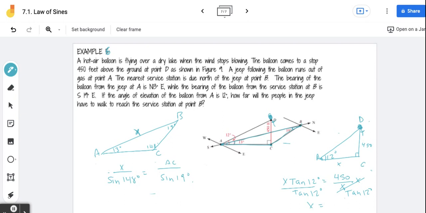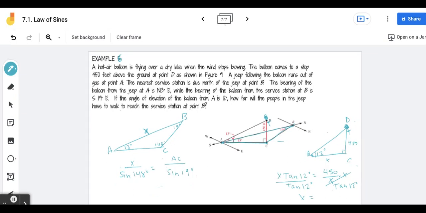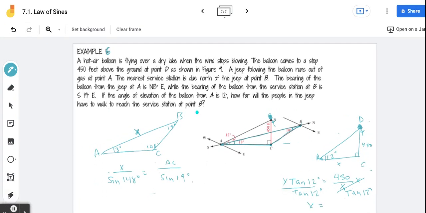All right, 2117. Okay, so I'm going to fill that in. That's AC. 2117. So I'm going to fill that in over here. And now I can fill in AC because now I know what it is. And then I can cross multiply and solve this. So X times the sine of 19 degrees is equal to 2117 times the sine of 148. And then we'll just divide by the sine of 19.